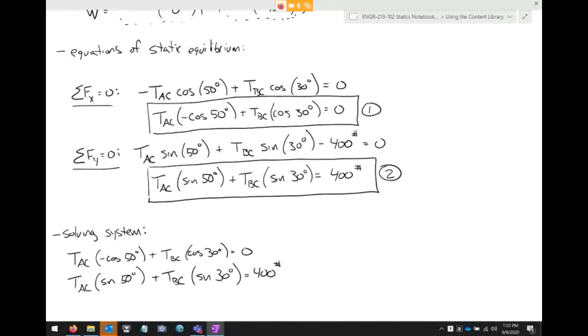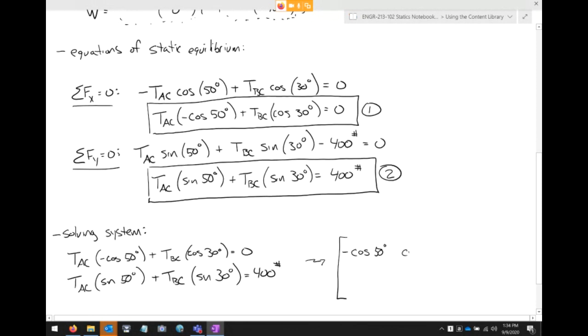Now what I'm going to do is take these equations and rewrite them in this matrix format. The reason I'm going to do that is because it's going to make it a lot easier for you to enter those values in the calculator. The way I do that is I take each of the coefficients next to those variables and start filling in my matrix. So in this first equation, I have TAC times a pile of junk, and that pile of junk is negative cosine 50 degrees.